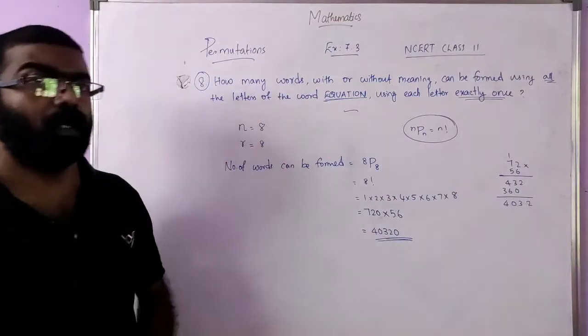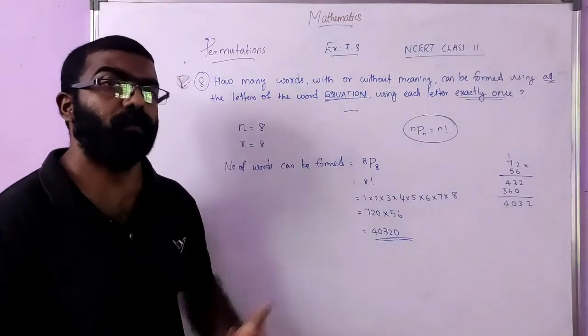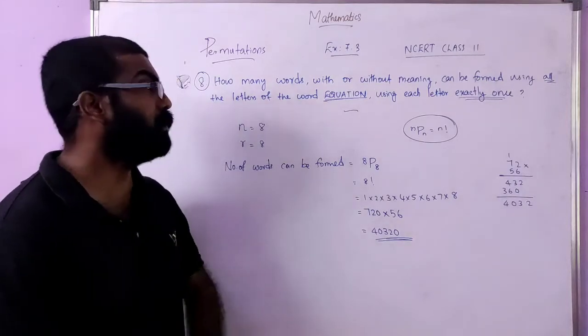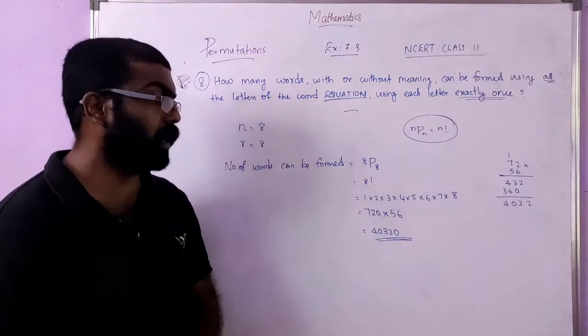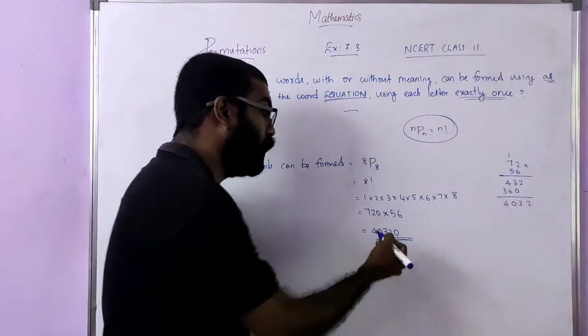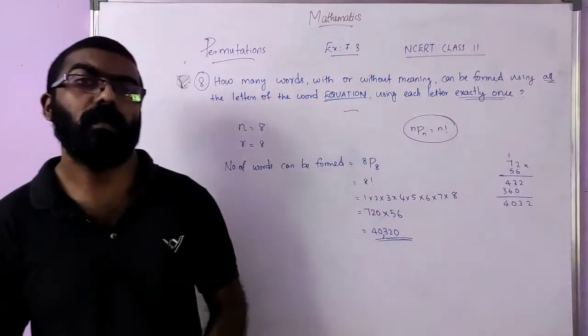So the number of words with or without meaning that can be formed using the letters of the word equation using each letter exactly once is 40,320. Clear?